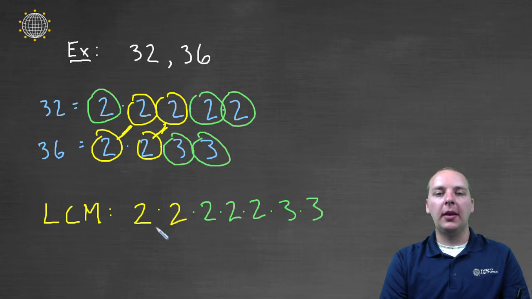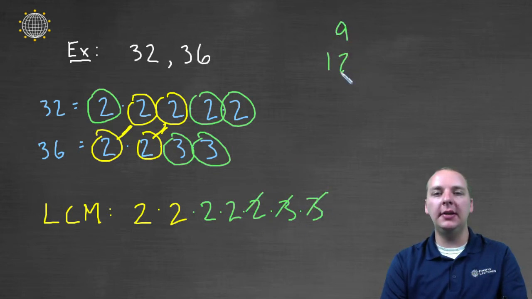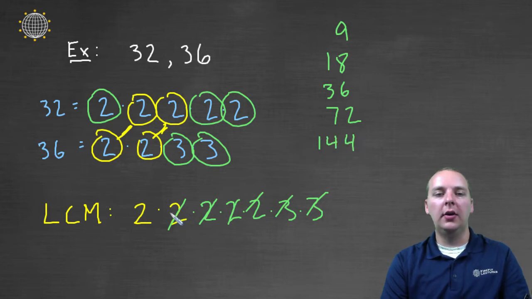So we'll have, let's see, 3 times 3 is 9. We might have to make a little list here. 9. 9 times 2 is 18. 18 times 2 is 36. 36 times 2 is 72. 72 times 2 is 144. 144 times 2 is 288. So the LCM of these two numbers is 288.